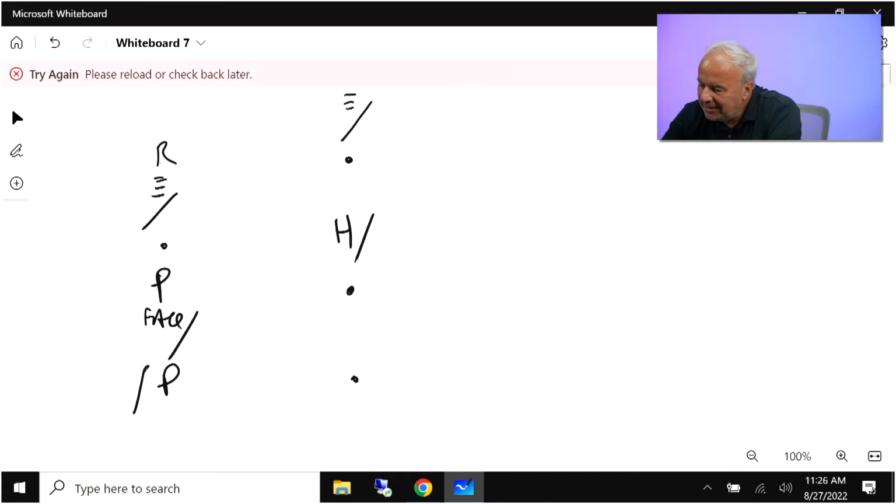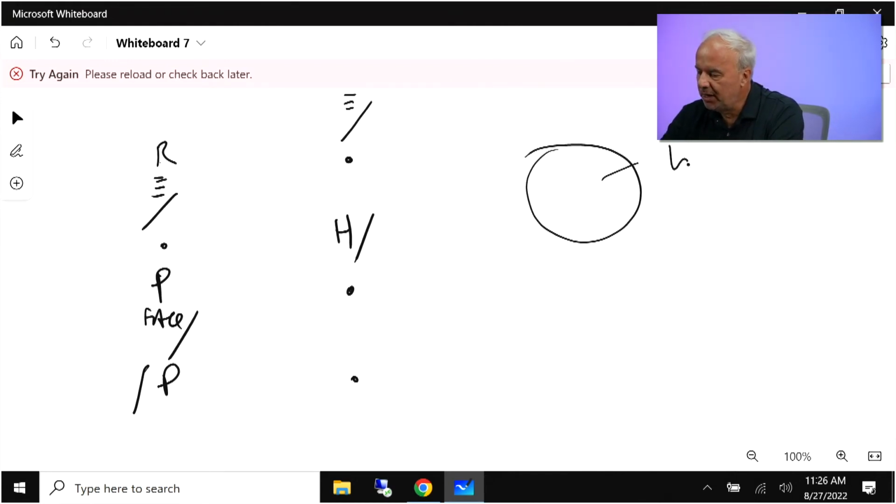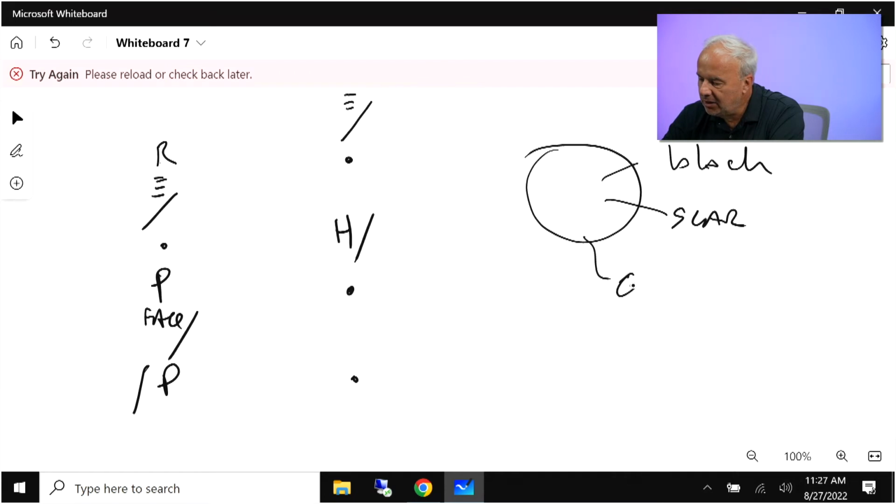Also, we looked at this last week. We looked at how to use descriptions, and you will say, for example, black eyes, a scar on the right side of the face, a goatee here. So you may want to put it like this if you want to, and let's say brown hair.